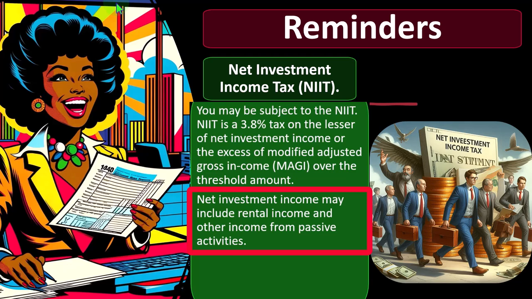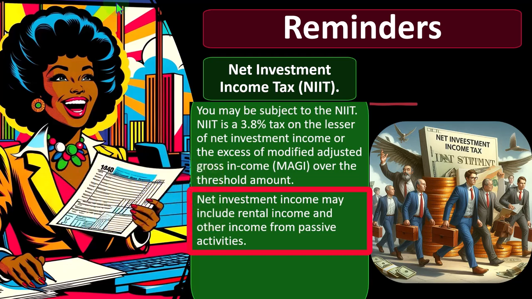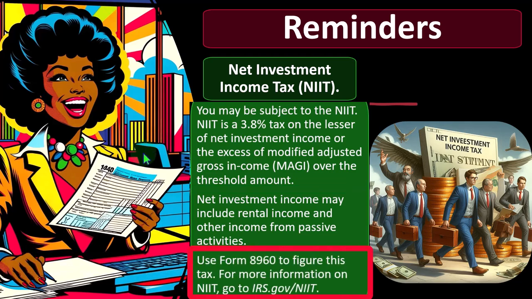Well, one of the differences is rental income is more likely to be considered passive income, which could run into different rules and regulations related to passive income, such as the net investment income tax and possibly limitations on losses. It could also have benefits in that you might not be subject to the self-employment tax, the Social Security and Medicare, with passive income, whereas with the Schedule C, the self-employment tax calculation is a big deal. So use Form 8960 to figure this tax.